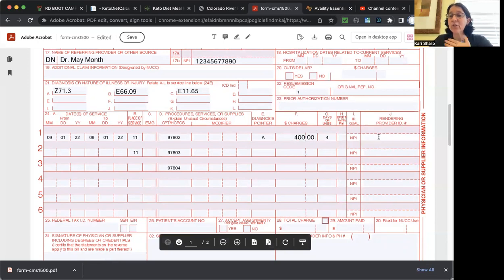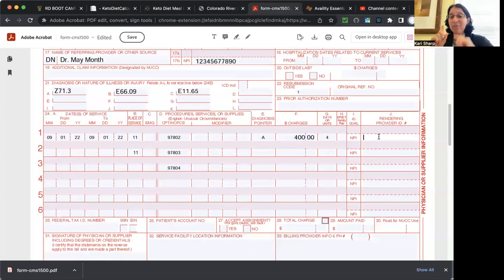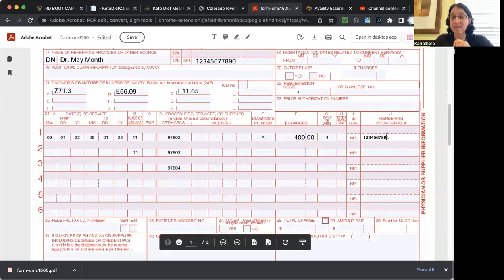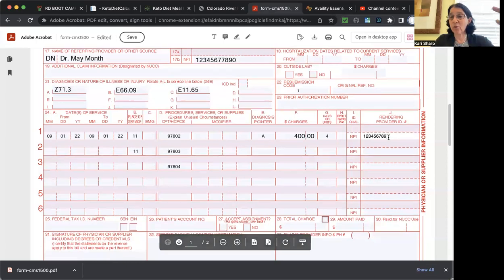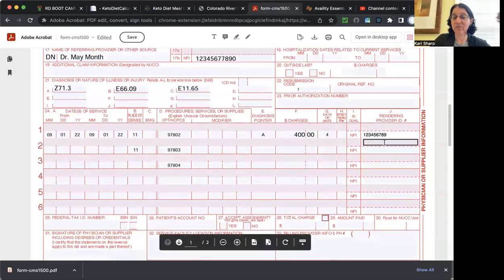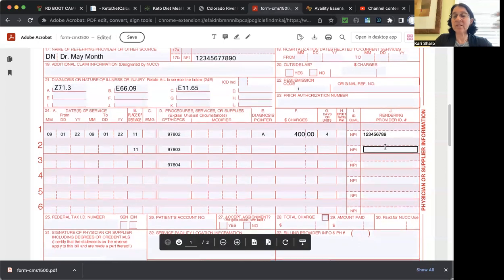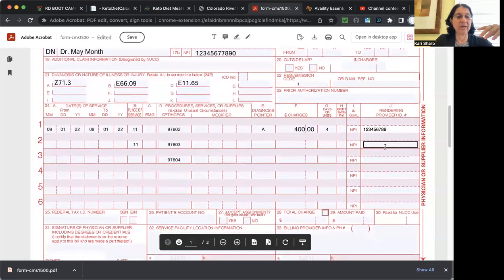The NPI means you are the practitioner for this service line. So this would be a type 1 NPI. That means you as a practitioner. It's always a group of numbers, okay? You as a practitioner, type 1 NPI. Type 2 NPI is your business company name. That's usually, if you're under a business, your billing NPI.